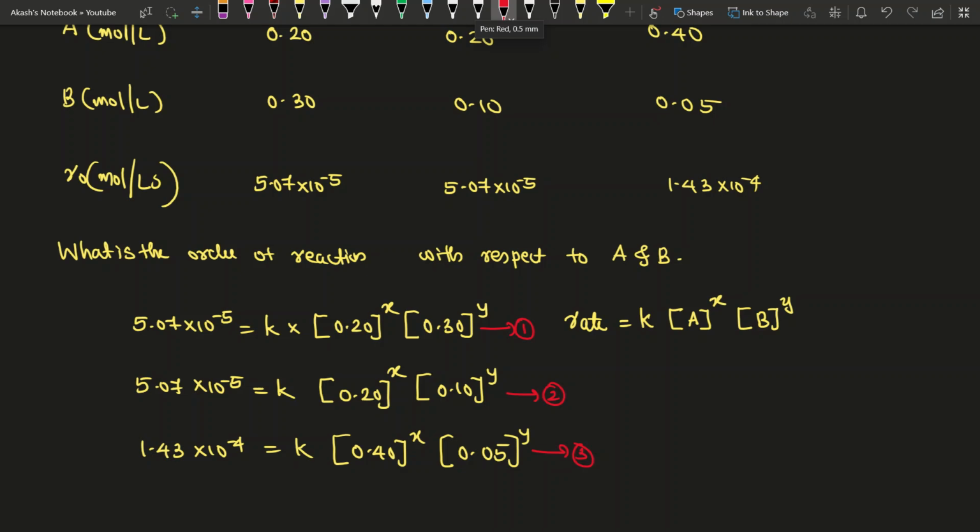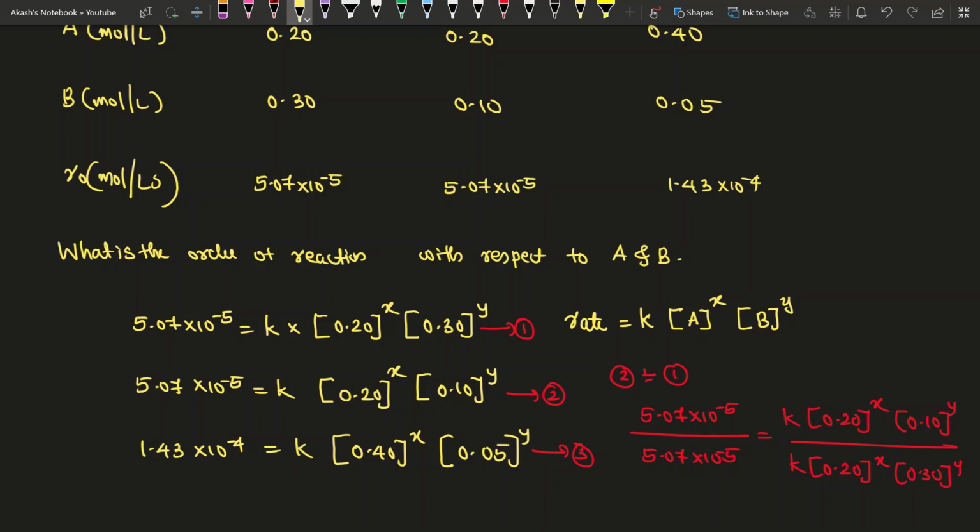Here you can see that when you consider equations 1 and 2, the part of A is the same. That means if you divide 2 by 1, you can eliminate the factor of A. So if you divide equation 2 by equation 1, the left hand side is 5.07 into 10 raised to minus 5 divided by 5.07 into 10 raised to minus 5, equal to k into 0.20 raised to x into 0.10 raised to y divided by k into 0.20 raised to x into 0.30 raised to y. Here we can simply cancel k and the terms of A.